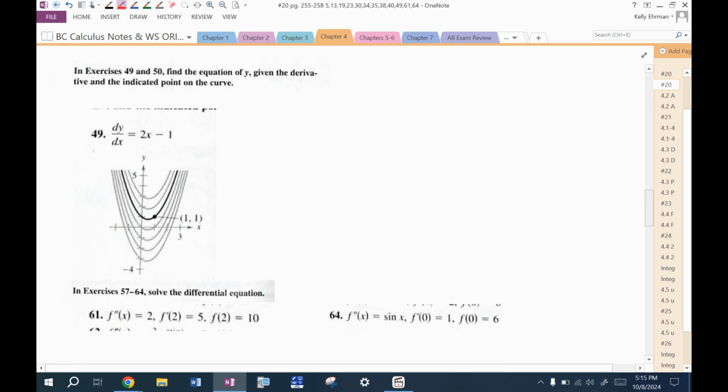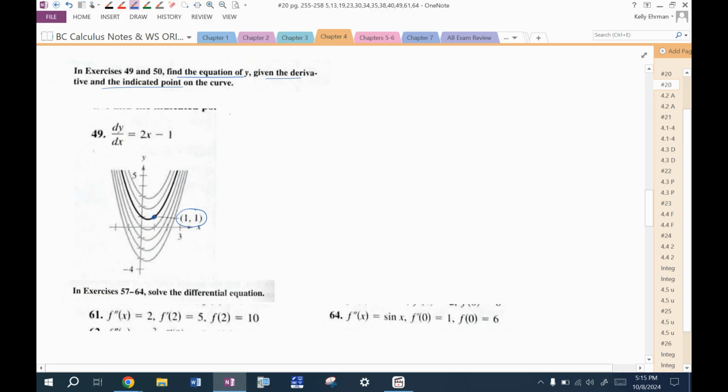All right, for 49, we're going to find the equation of y given the derivative and the indicated point on the curve. So we have the derivative equation, 2x minus 1, and we have this point, (1, 1). So we want to find what is that specific parabola. That's the solution to this equation.